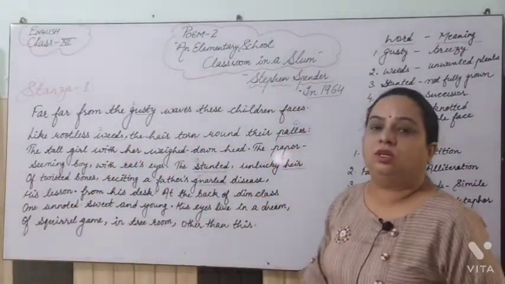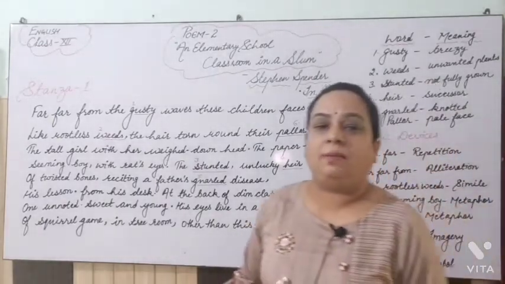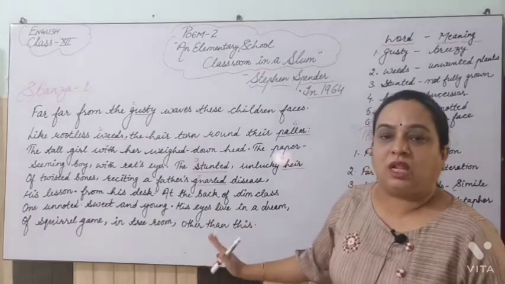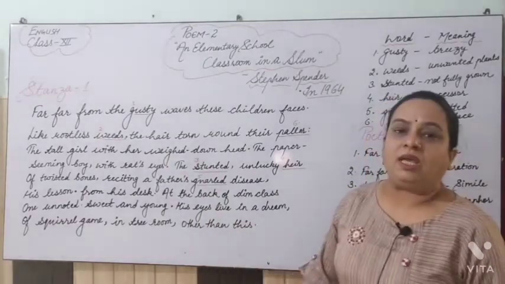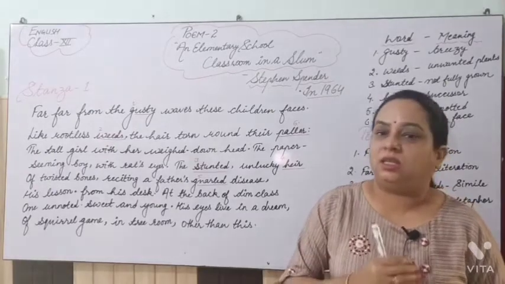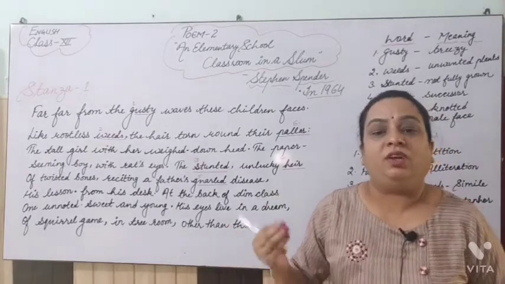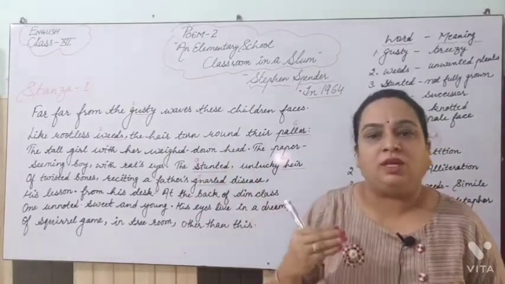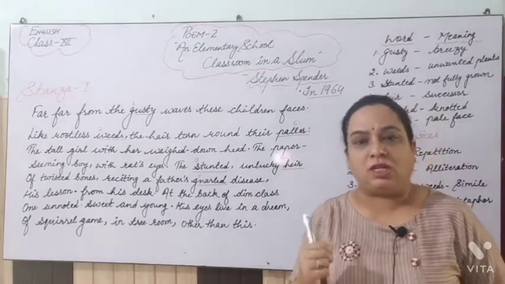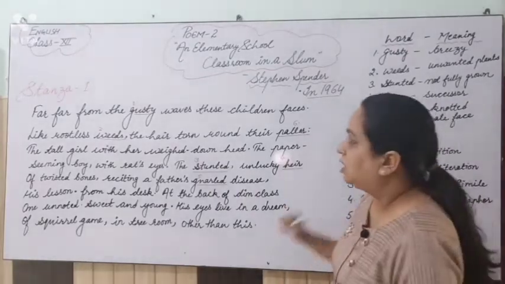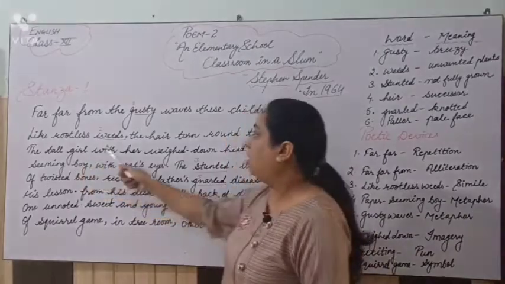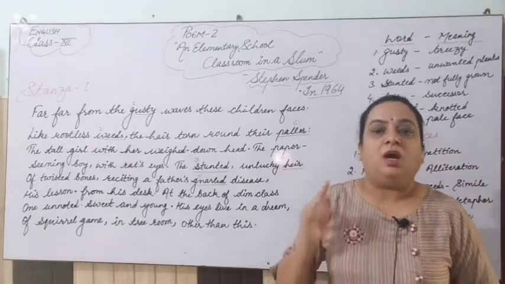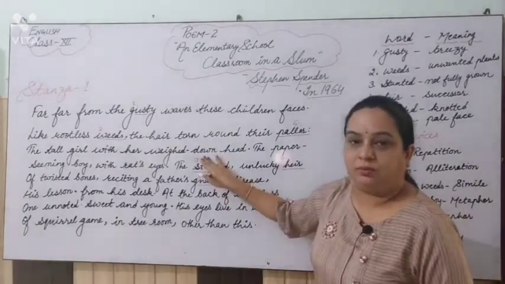When we talk about the third line, now he is describing the children. He has taken 4 children of the slum class, and see what he is telling, because he has written this poem with vivid imagery. So he is forcing us to imagine, to visualize the situation of the children who are studying in this classroom. So in this third line, the tall girl with her weighed down head, he is describing at first number a girl who is a tall girl, right?